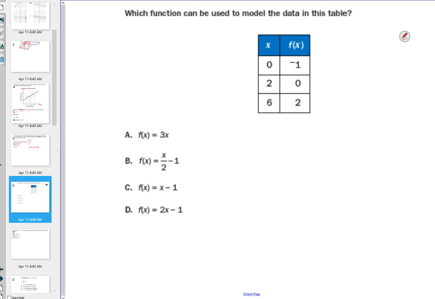Which function can be used to model the data in this table? Okay, so this is called a regression. When you get a set of points and you come up with a function, you're doing what's called a regression. It's easier to perform a regression when you know what type of function it's going to be. Sometimes you don't know and you have to try various types, but at least if we look by the fact it's multiple choice, what type of functions are those? Those are all linear. So I know that this is going to be linear. It has to be linear.